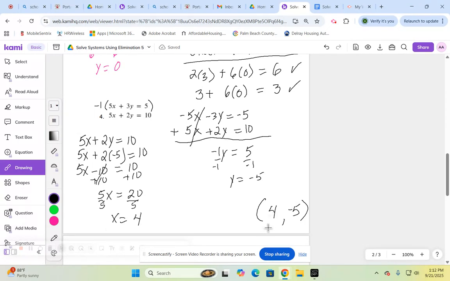Okay, the last step is to check that. Let's try to do that mentally. 5 times 4 is 20. Plus 3 times -5 is -15. So 20 plus -15 is 5. That is correct. Let's try the other one. 5 times 4 is 20. 2 times -5 is -10. 20 minus 10 is 10. So we know our answer does check.